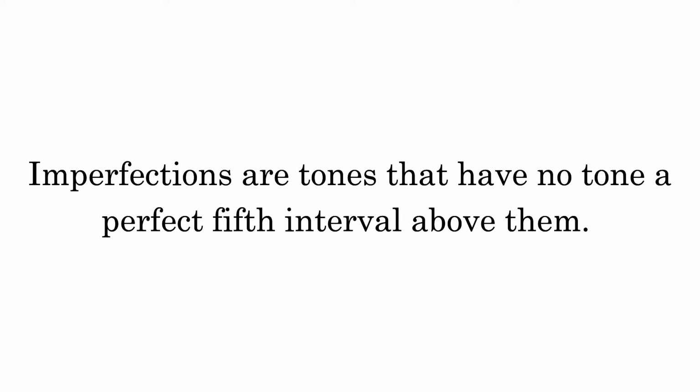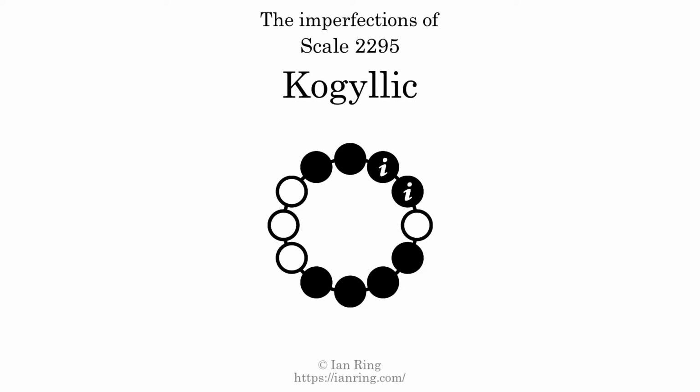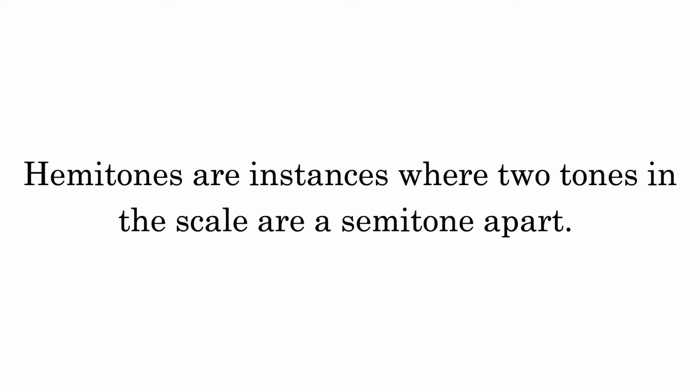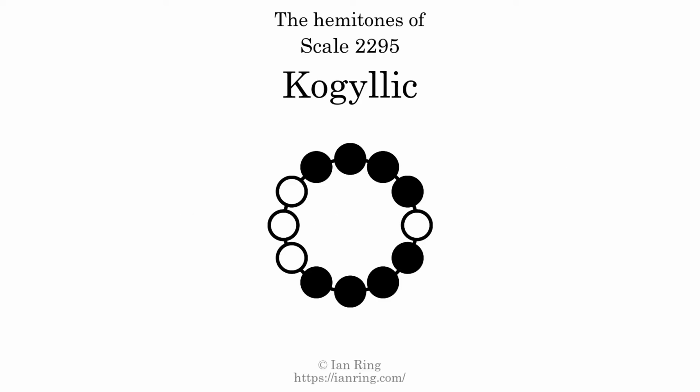Imperfections are tones that have no tone a perfect fifth interval above them. This scale has 2 imperfections. They are at positions here and here. Hemitones are instances where 2 tones in the scale are a semitone apart. This scale has 6 hemitones. They are at positions here, here, here, here, here, and here.